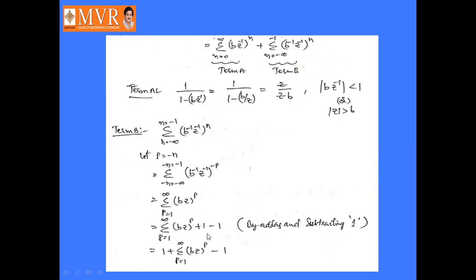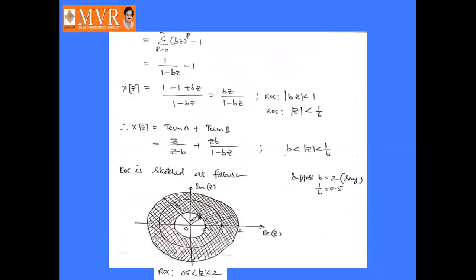Here we are adding and subtracting 1 for this one. So 1 plus sigma p equal to 1 to infinity b into z whole power p, minus 1. So it will become sigma p equal to 0 to infinity bz power p, minus 1. Now it is 1 by 1 minus bz, minus 1. By taking LCM, it will become bz by 1 minus bz. Here ROC is mod bz less than 1, or mod z less than 1 by b.